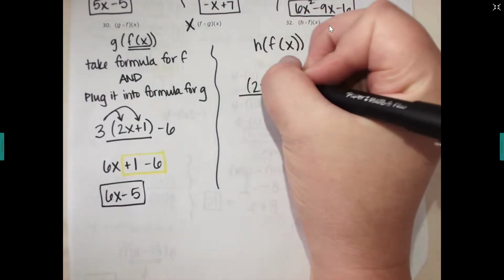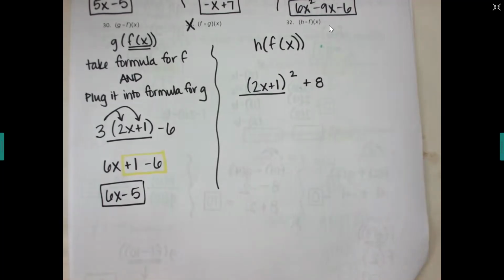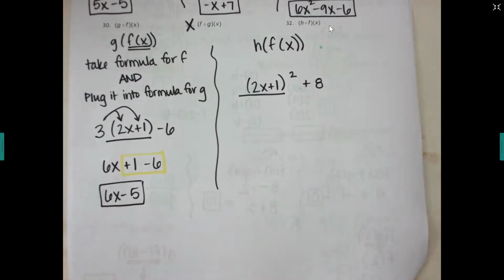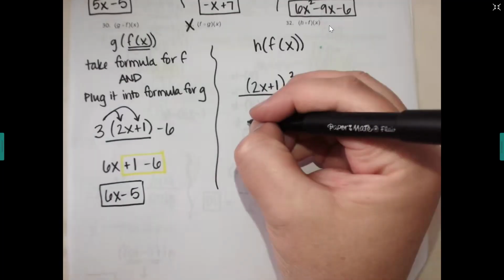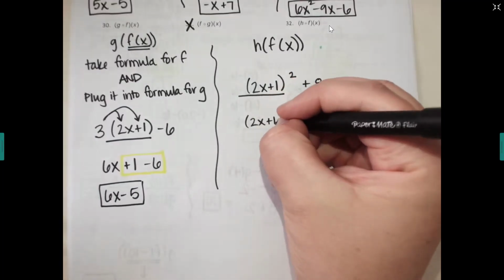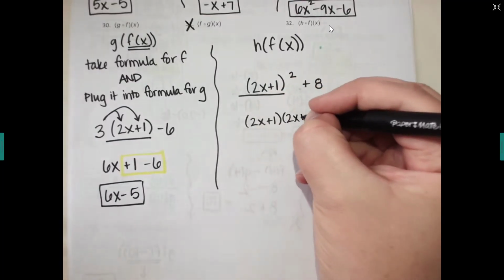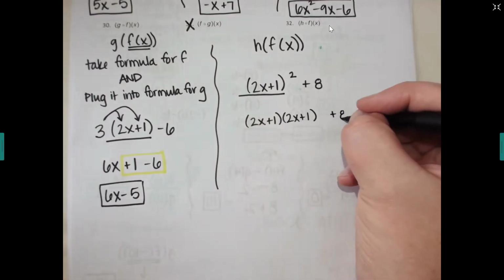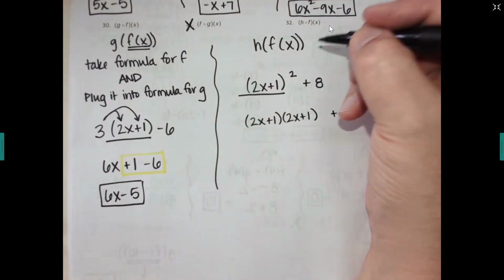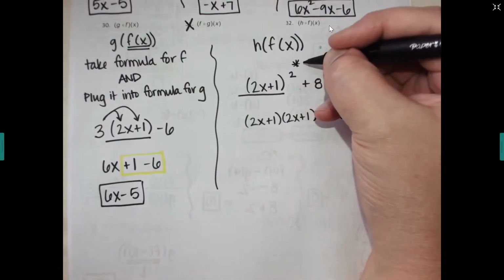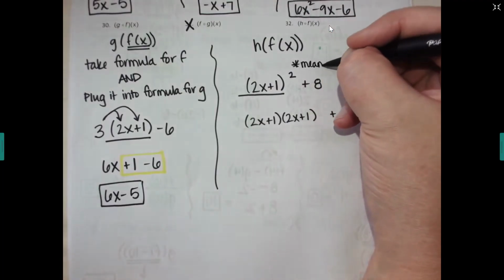2x plus 1. Okay, now I know we covered this last week, but you should remember that a squared means you're going to multiply it twice. So you're going to write it with itself. So 2x plus 1 times 2x plus 1. And then we're going to add 8 to the final answer. Okay, so if you need to put a little note here, this means write it twice.